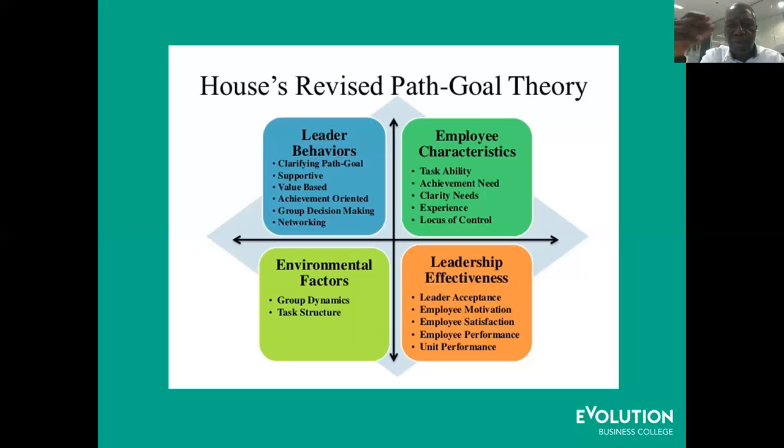The employee performance. So the leadership effectiveness that is derived from this will be high employee motivation, high employee satisfaction, high employee performance, and the unit, that means the department, the unit performance increases. So the unit performance grows when you have the right environmental factors. And so you've got to look at these 4 boxes and say, right, the leader and the employees, where are they at? And determine where they are at. That really gives us an indication of how this whole team is going to function.